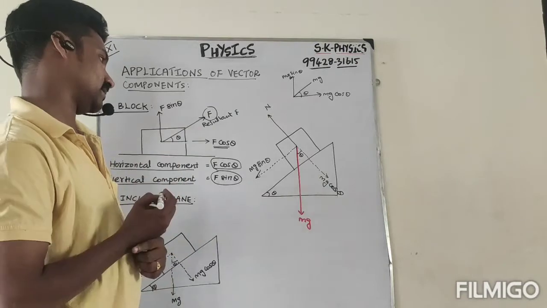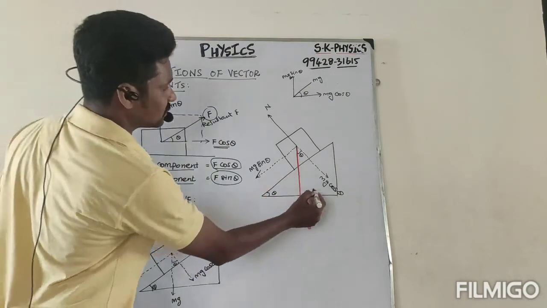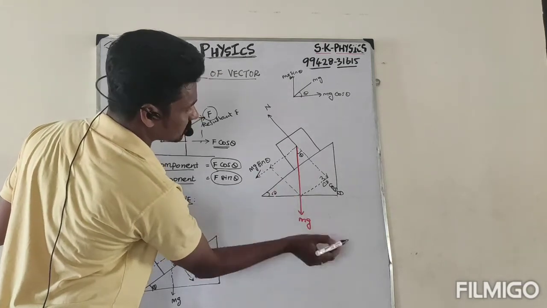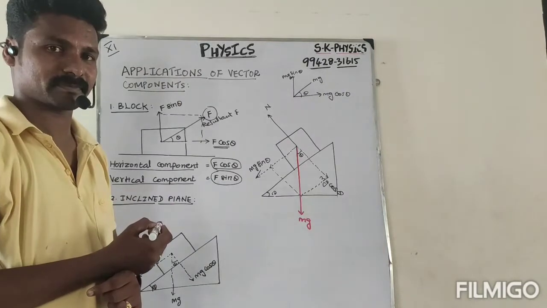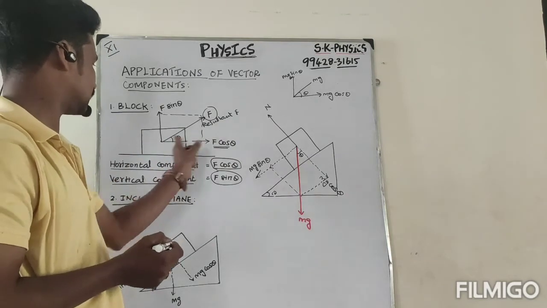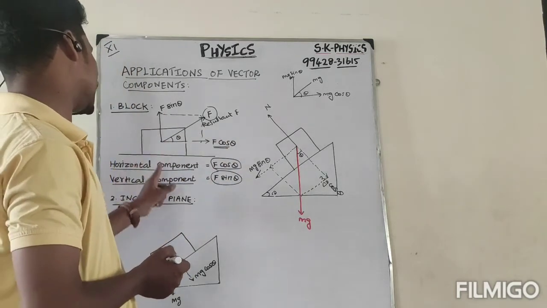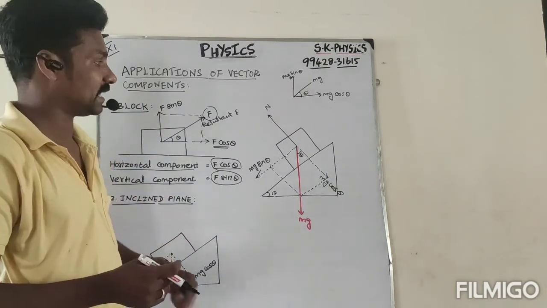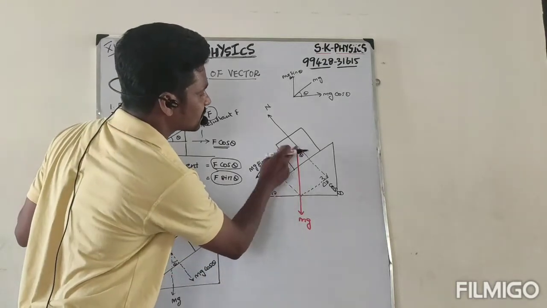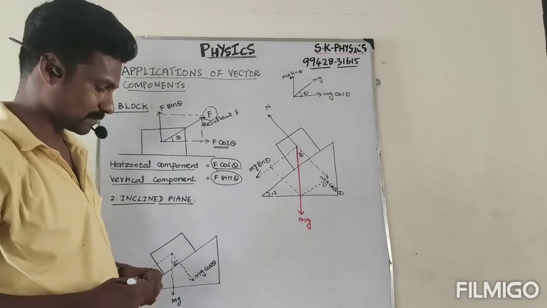Right. Whether it is rectangular components or not, you see that this one is rectangular components, and like that this is also rectangular components. Understand? Then one more thing. If we observe this diagram, F cos theta is a horizontal component or horizontal force, and F sin theta is a vertical component or vertical force. Like that, here we want to learn one important idea. This force is actually perpendicular to the inclined plane.